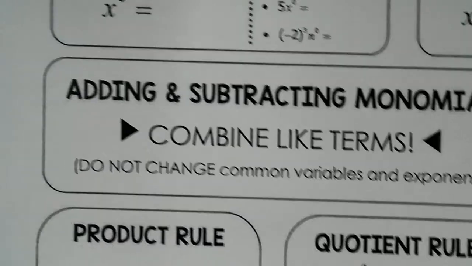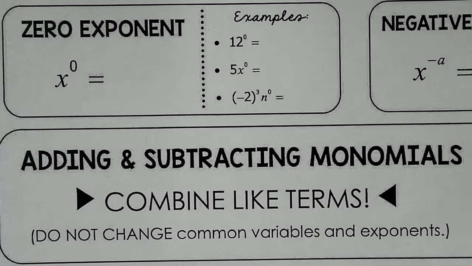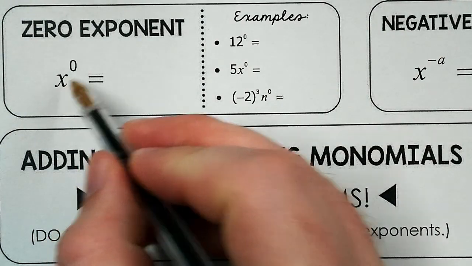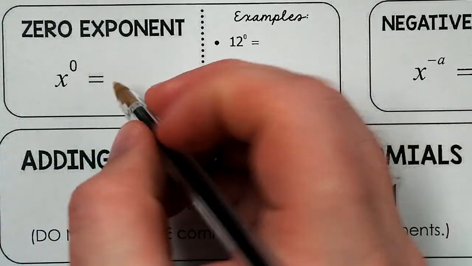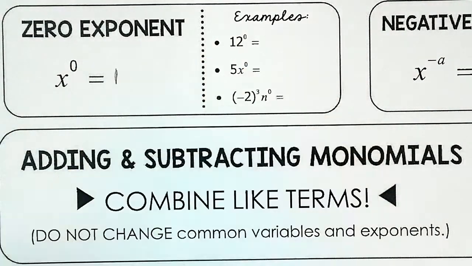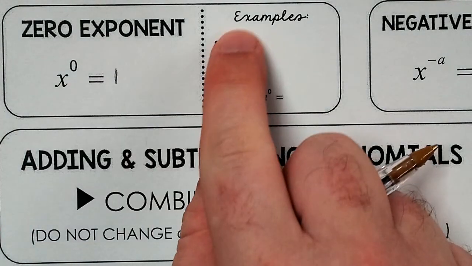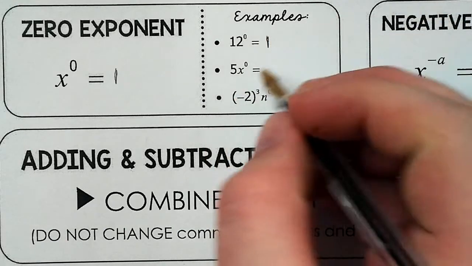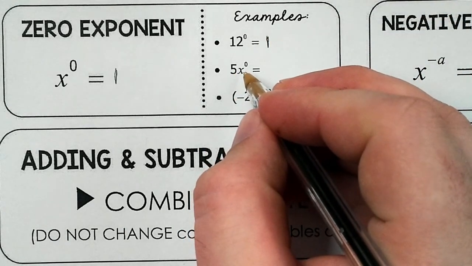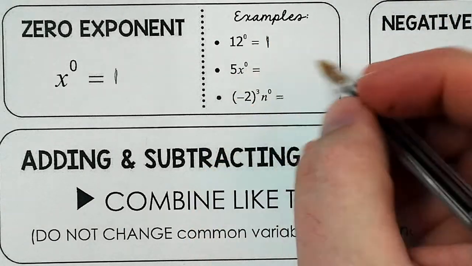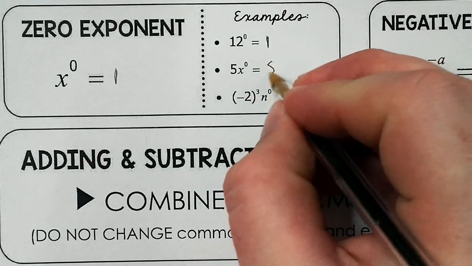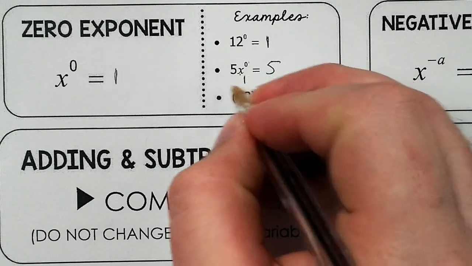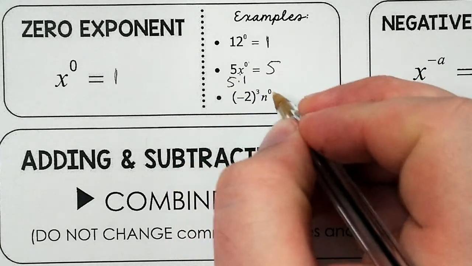So we'll start out with the zero exponent rule. Any number, letter, value raised to the zero exponent gives you a value of 1. So if we have 12 to the 0, that is 1. 5 times x to the 0, that is 5. And here's why it's 5. X to the 0 is 1. And then 5 times 1 is 5.